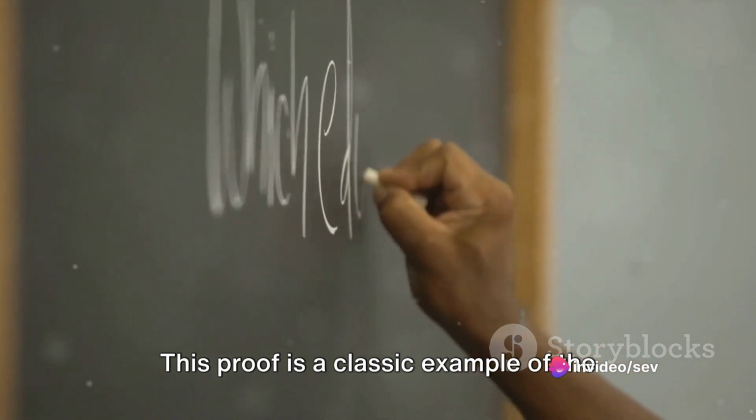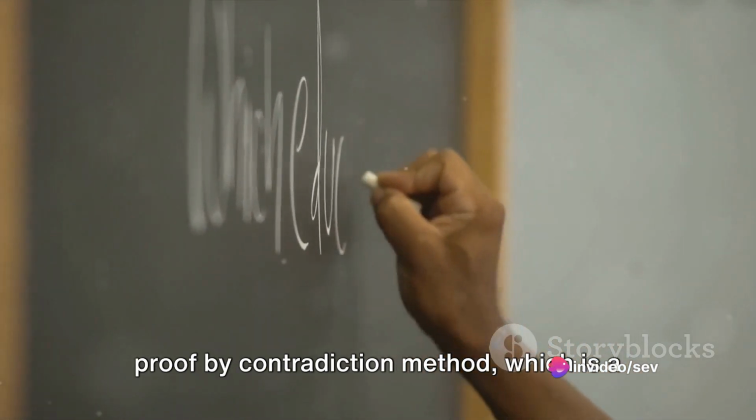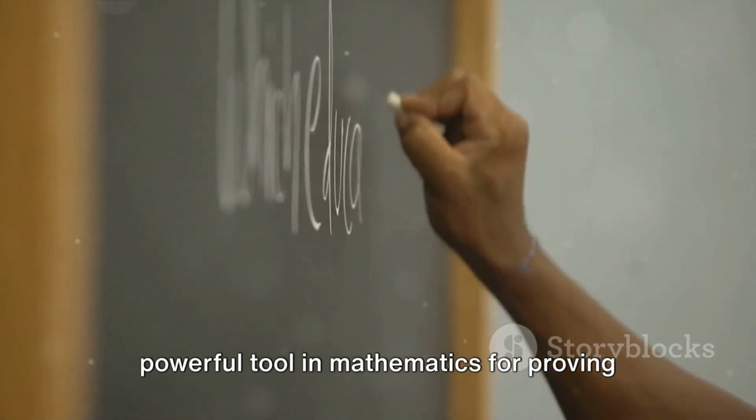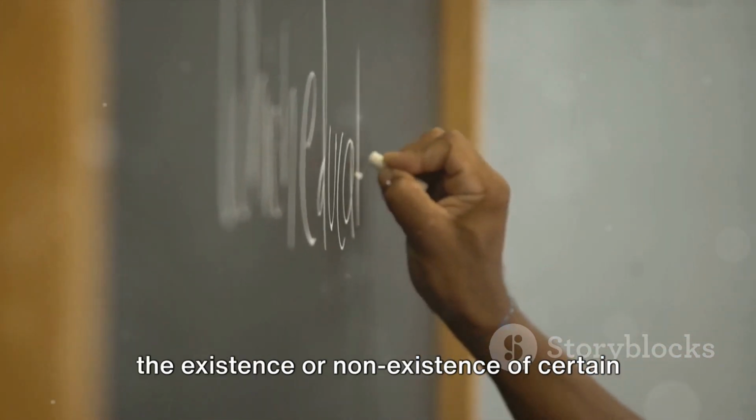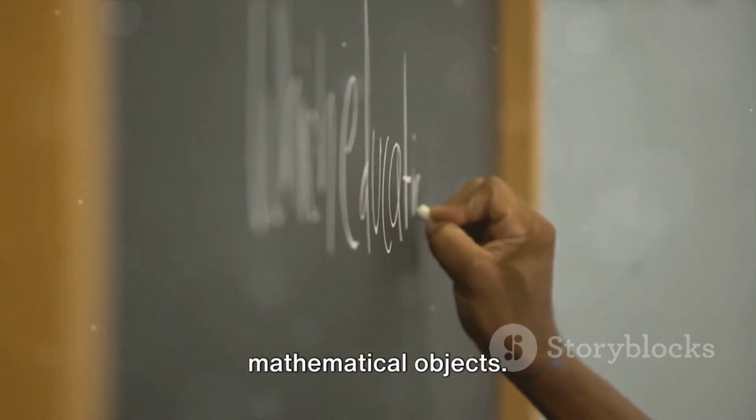This proof is a classic example of the proof by contradiction method, which is a powerful tool in mathematics for proving the existence or non-existence of certain mathematical objects.